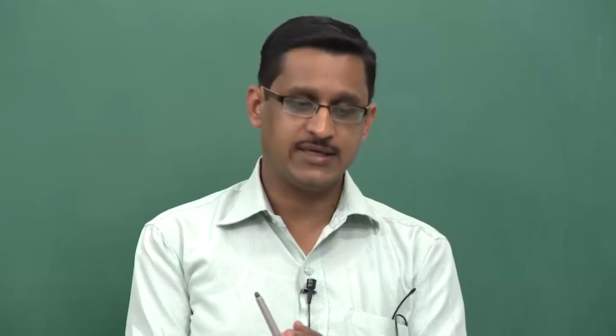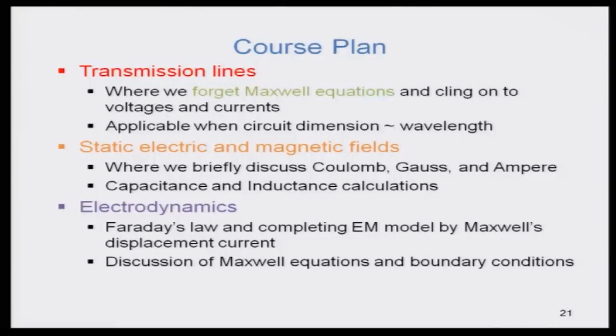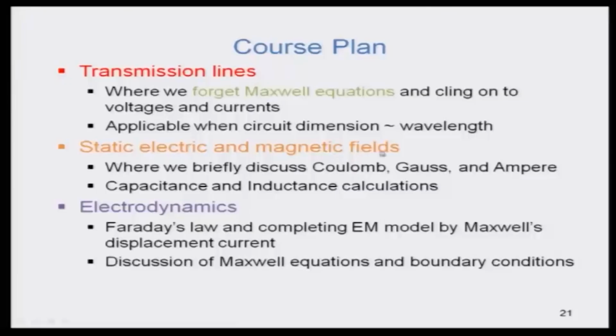So, with this background as to why one should be bothered about studying electromagnetics, let us now look at the course plan and some of the suggested textbooks, and then start discussing electromagnetic theory itself. The course plan goes something like this. It starts with static electric and magnetic fields, where we briefly discuss Coulomb, Gauss and Ampere. We also discuss how to calculate capacitance and inductance. Remember, I talked about capacitance and inductance of elements; calculating the capacitance and inductance of physical systems is what we will deal with here.